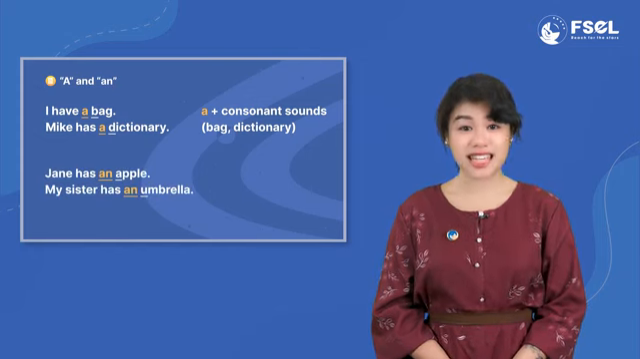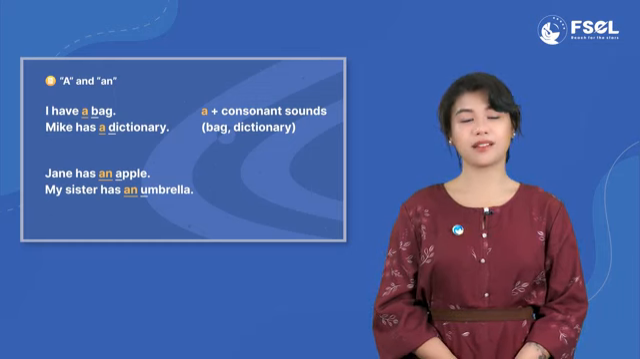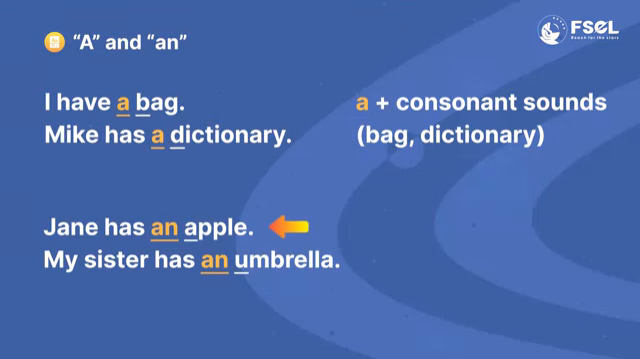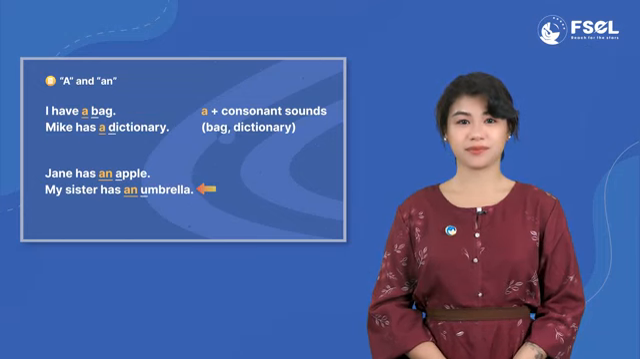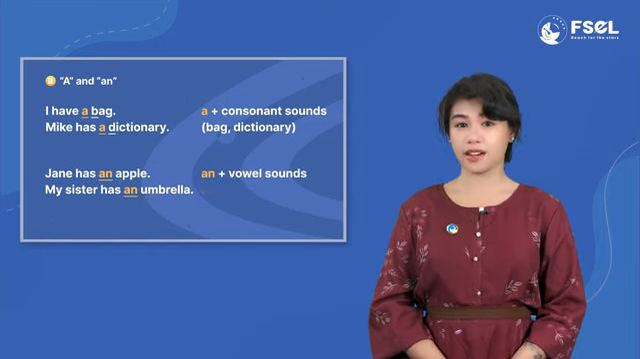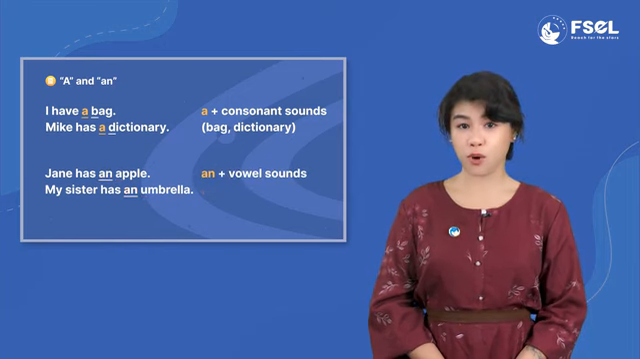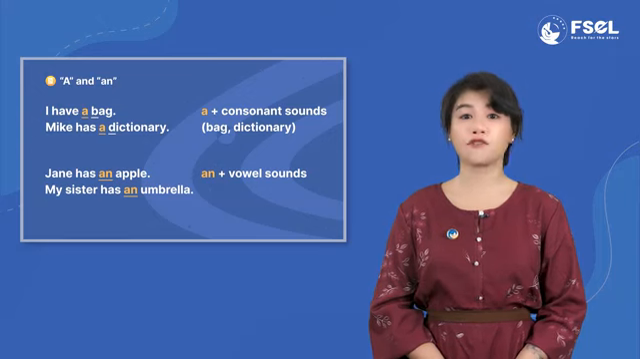Now, look at these sentences. Jane has an apple. An apple. And my sister has an umbrella. An umbrella. We use an with apple and umbrella because they start with a vowel sound.